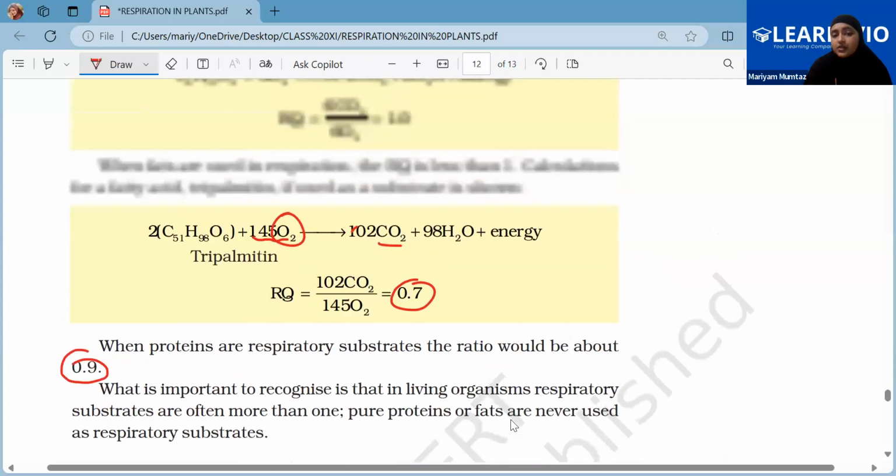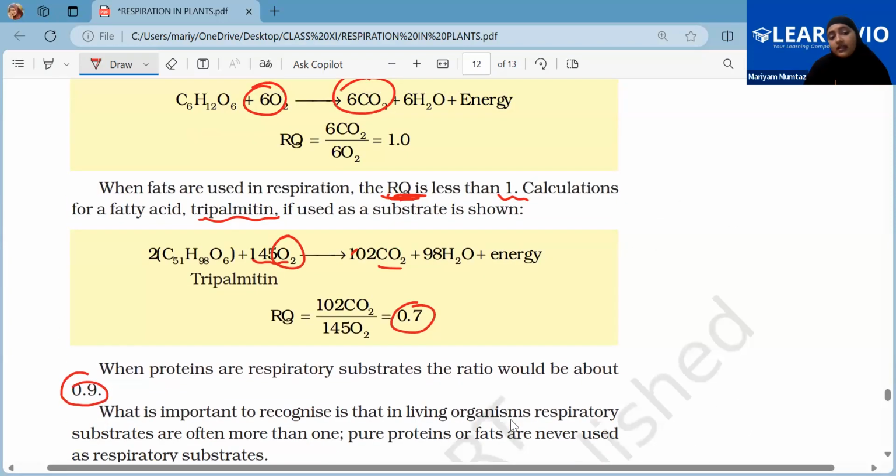These respiratory quotients are important to remember, and in the exam they can give a different name of a fat that you don't know, and they will give you the respiratory quotient. For example, they give you 0.2. So you'll know that if it is less than 1, it is a fat that is being used as a substrate. Getting my point?